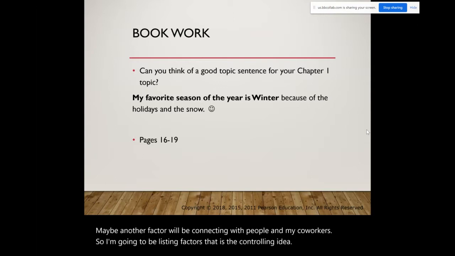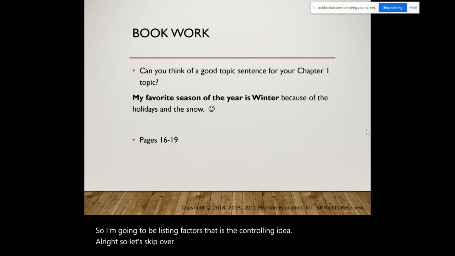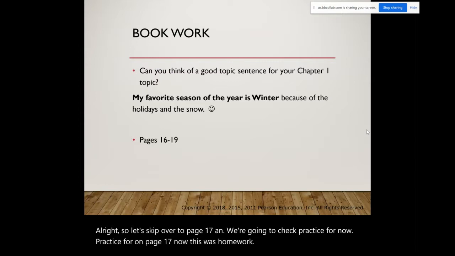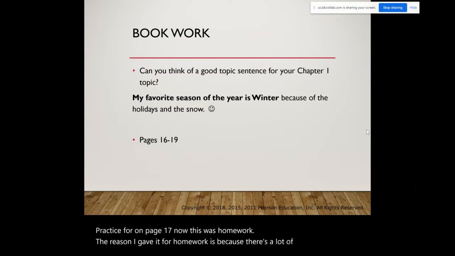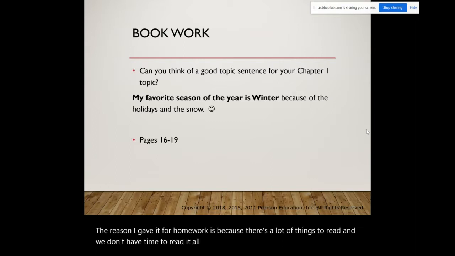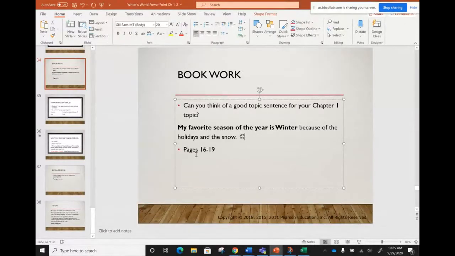Okay. All right. So let's skip over to page 17 and we're going to check practice 4 now. Practice 4 on page 17. Now this was homework. The reason I gave it for homework is because there's a lot of things to read and we don't have time to read it all in class. So what did you put for number 1? For number 1, when people participate in a physical activity, they gain many advantages. That is correct. So I'll just write it on my PowerPoint because some people may not catch that.